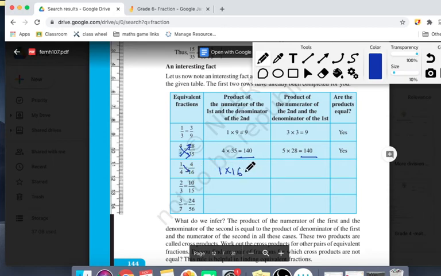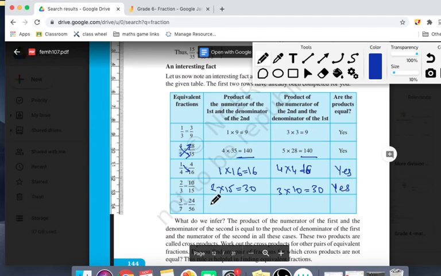So 1 into 16 is 16, and 4 into 4 is also 16, right? 4 4s are 16. So yes, we are getting the same answer by multiplying the first numerator with the second denominator and the first denominator with the second numerator. Here 2 into 15 is 30, whereas 3 into 10 is also 30. So yes, this is the right answer.